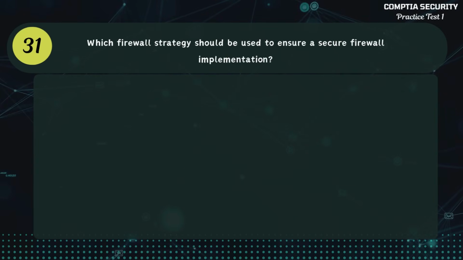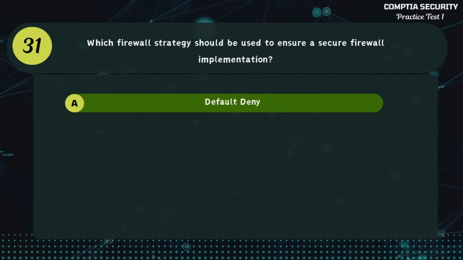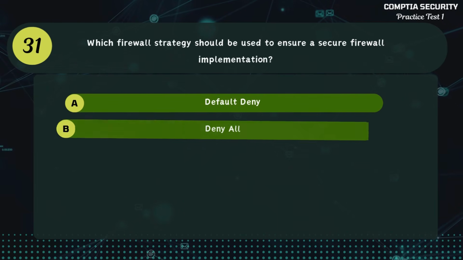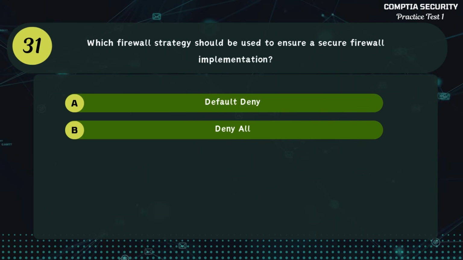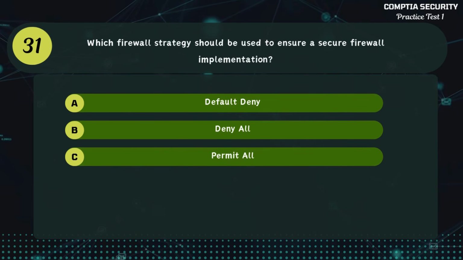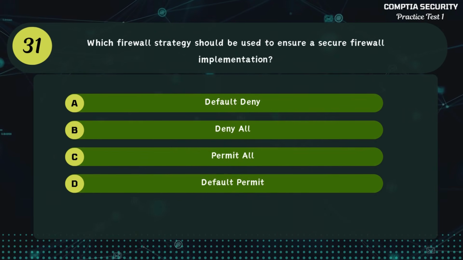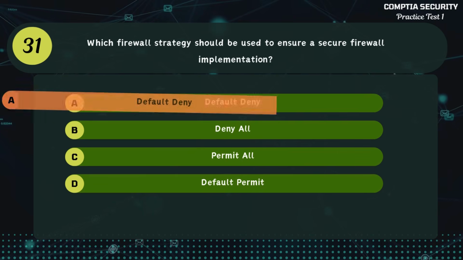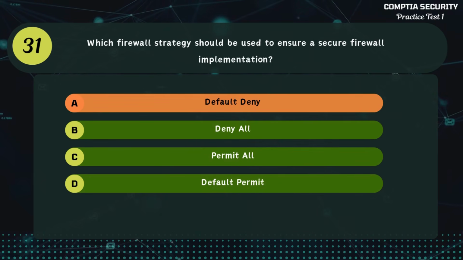Question 31. Which firewall strategy should be used to ensure a secure firewall implementation? A. Default deny. B. Deny all. C. Permit all. D. Default permit. Correct answer A. Default deny.